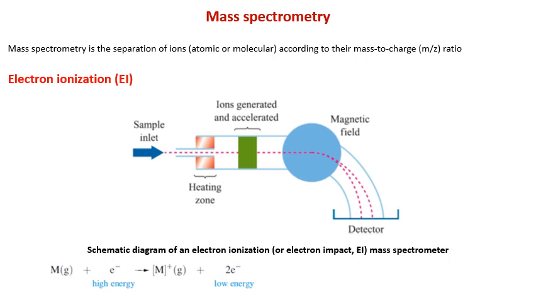Now, what is mass spectrometry? Mass spectrometry is the separation of ions, atomic or molecular, according to the mass to charge ratio. So basically in this spectroscopic technique, we are going to separate ions. The ion can be an atomic ion or a molecular ion. For example, sodium plus or potassium plus may be an atomic ion, or the whole overall molecule may be a molecular ion, positively charged or negatively charged, according to the mass to charge ratio.